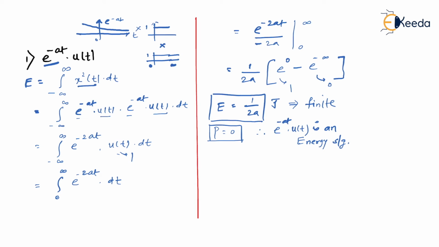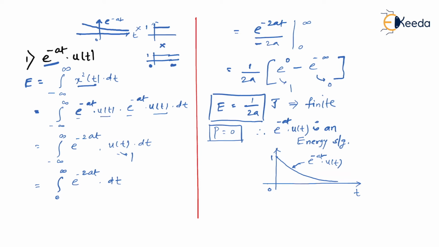Now it is multiplied with u of t. We know that if a signal is present on both sides of time, that is for positive scale of time as well as for negative scale of time, and it is multiplied with u of t, it becomes a completely right-handed signal because u of t does not exist for the left-hand side. Therefore, if you try to draw e to the power minus at into u of t, you'll get this kind of curve. So this is the e to the power minus at dot u of t curve.